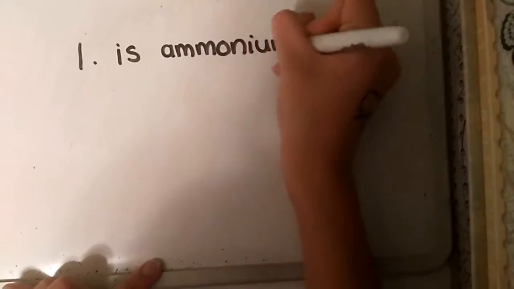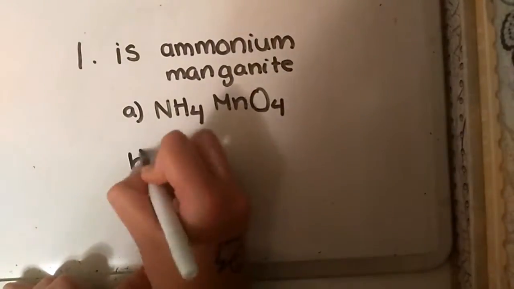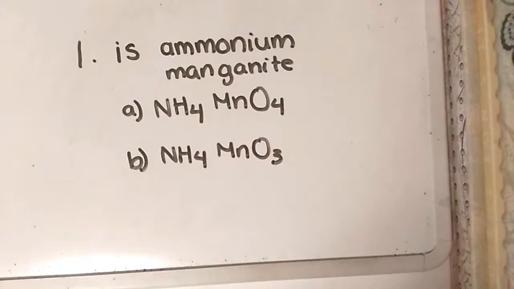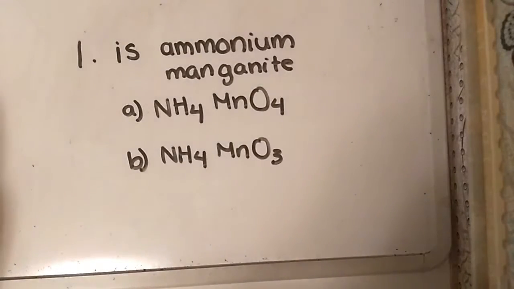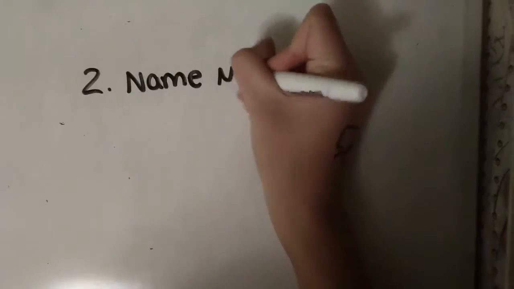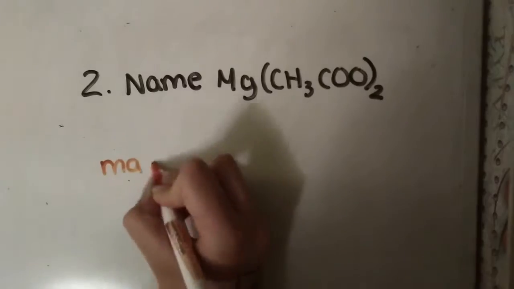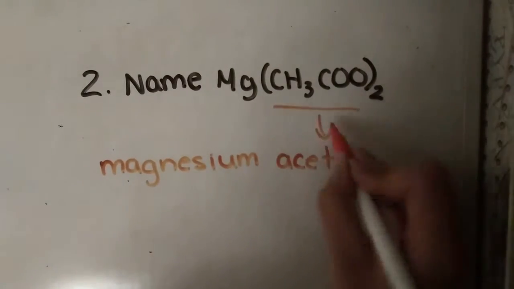Now it's time for some practice questions. 1. Is ammonium manganite A, NH4MnO4, or B, NH4MnO3? The answer is B, because MnO3 is manganite, and MnO4 is manganate. 2. Name Mg(CH3COO)2. This would be magnesium acetate.